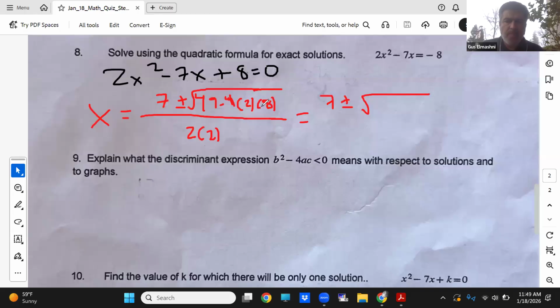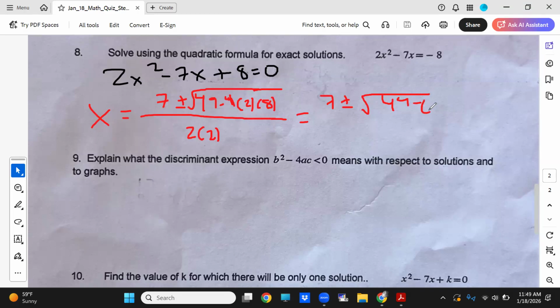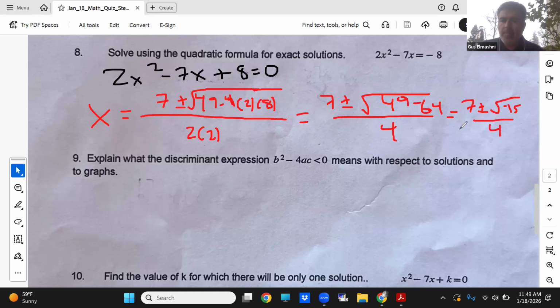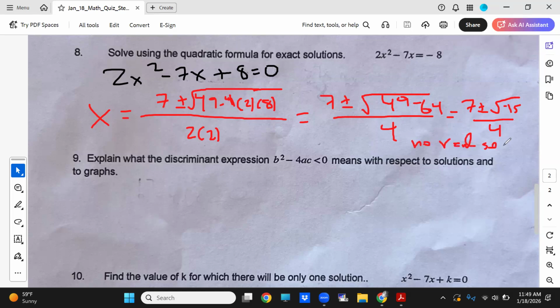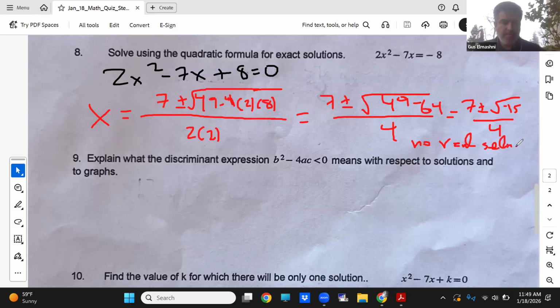Yeah, you get 64. Yeah, again, you're squaring a negative number. So again, it's going to be no real solution. So that's always a viable answer.